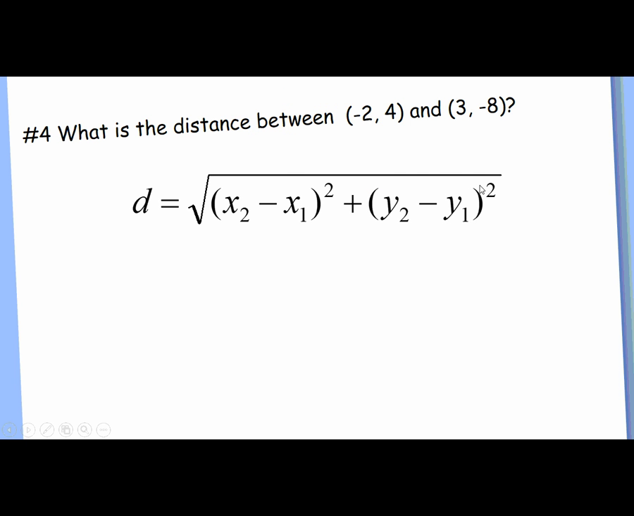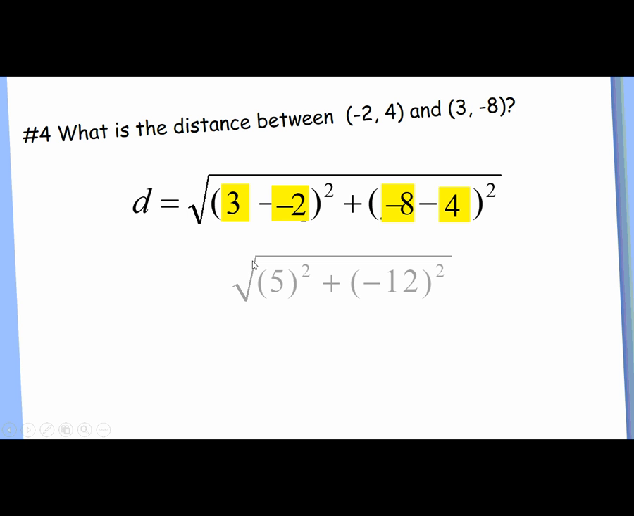Back in Algebra 1, you'd have a problem like this. It would ask you to find the distance between 2 points, and we'd use this big, ugly-looking formula, the distance formula, to find that distance. And the way it would work is we'd number our points. This is x1, y1, x2, y2. We just start plugging them in the right spots. 3 is x2, -2 is x1, y from the second point is -8, y from the first point is 4, and we simplify this thing, and we'd get a number. And that would tell us how far apart those 2 points are.